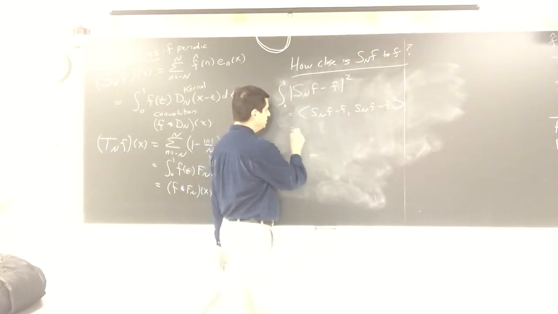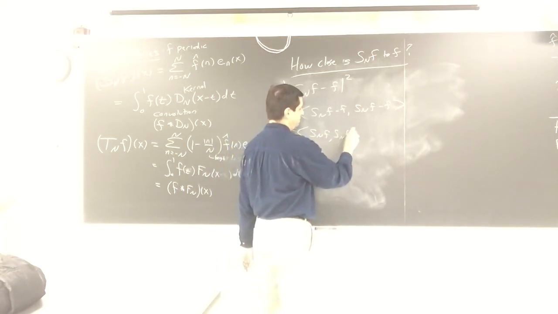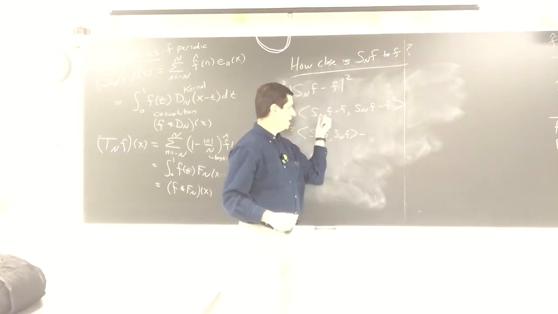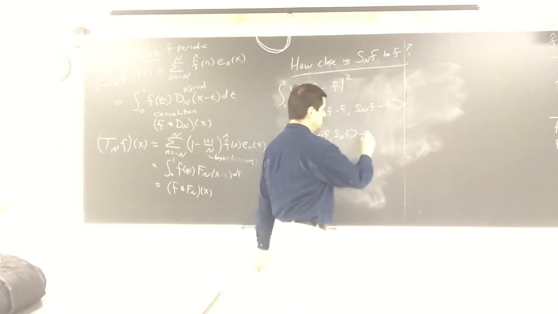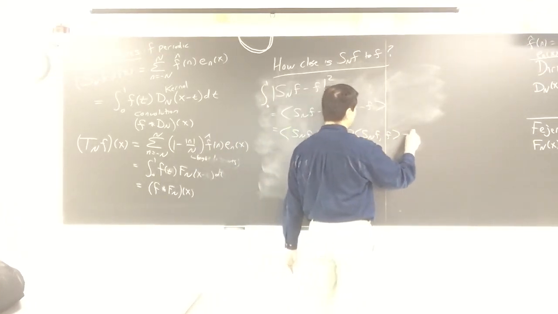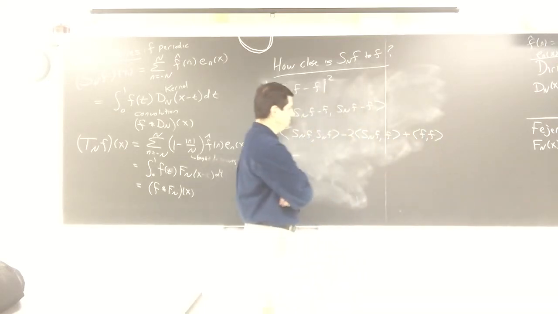And when you go through things, this is ⟨Sn of f minus f, Sn of f, Sn of f⟩. It turns out that's going to just be twice the same thing. I believe twice ⟨Sn of f, f⟩ plus ⟨f, f⟩.